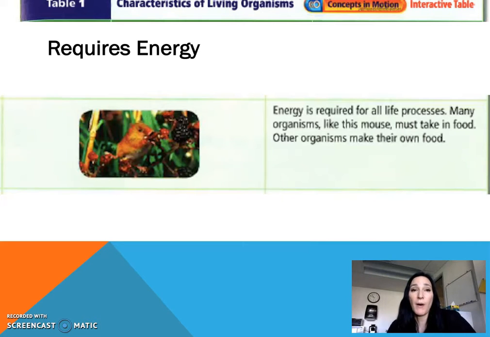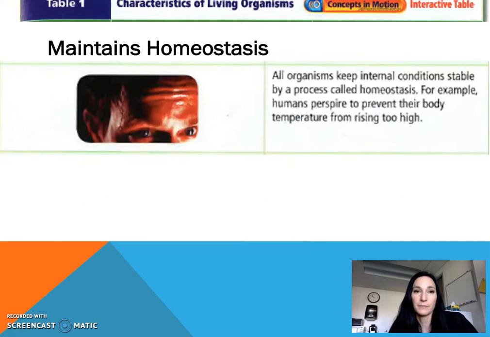All living organisms require energy, which this is referencing food. So as human beings, we have to eat our food. Plants and other organisms that can photosynthesize can make their own food from sunlight. Some single-celled organisms can just absorb food through endocytosis or through diffusion through their cell membrane, but all living things require energy. The next one is maintaining homeostasis.